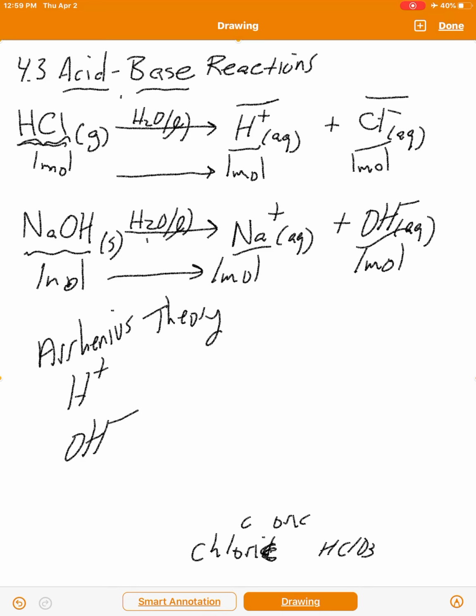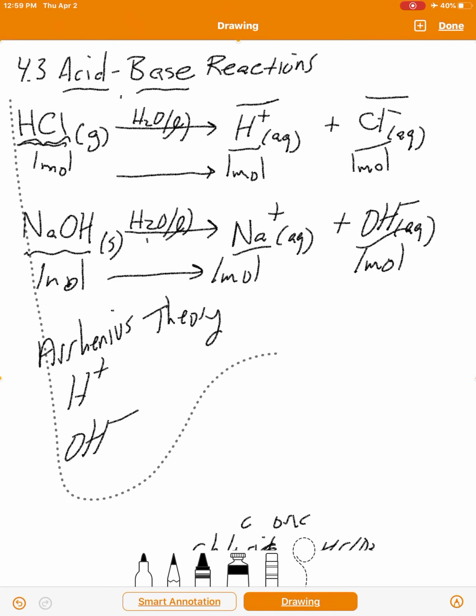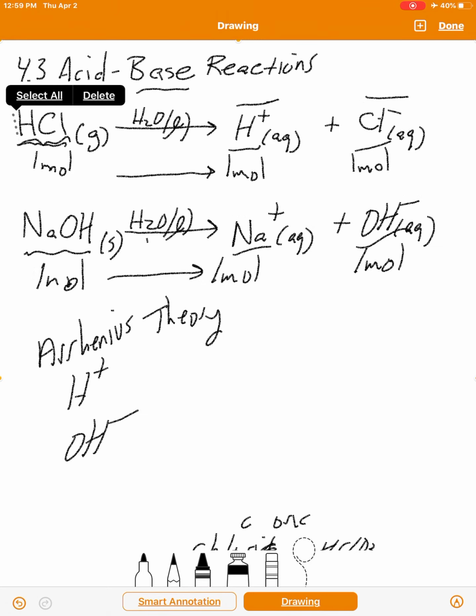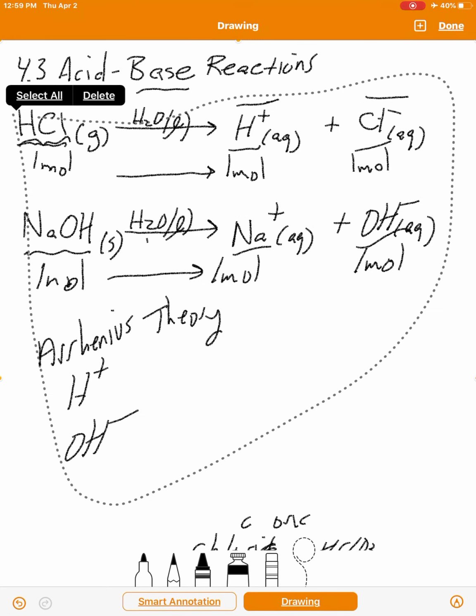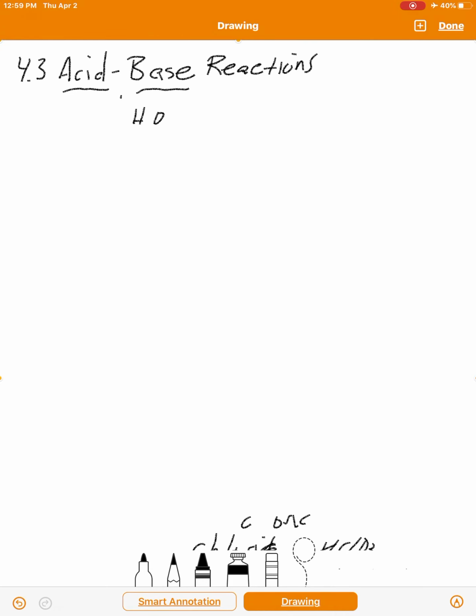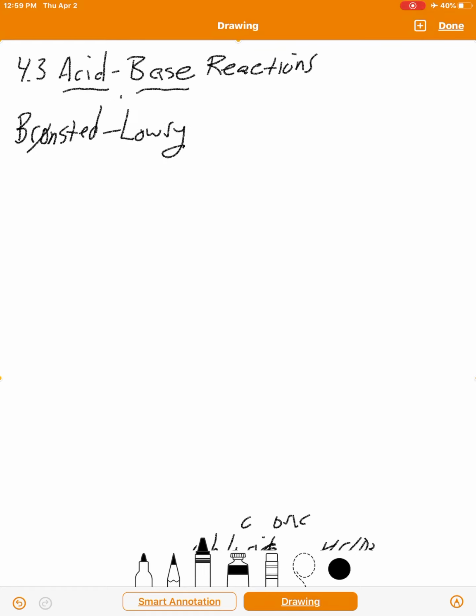However, there are more modern, developed theories from the 20th century to discuss acids and bases. So let me show you that theory. I'm going to show you one of them right here. And this is called the Bronsted-Lowry theory of acids and bases. Okay.